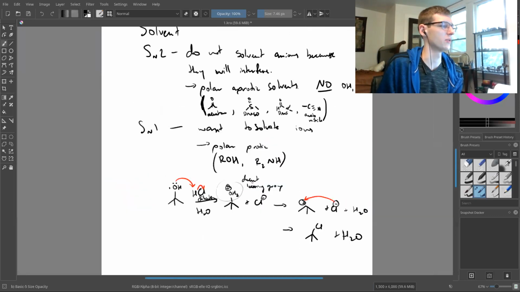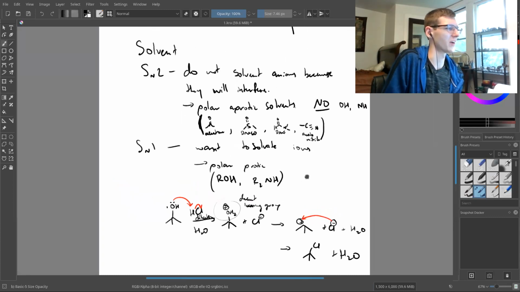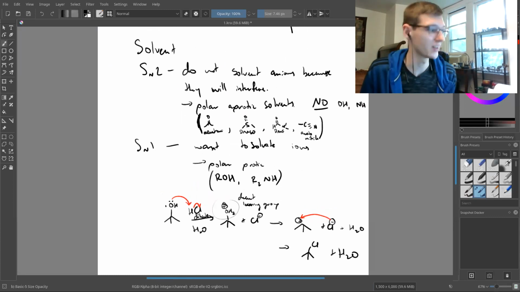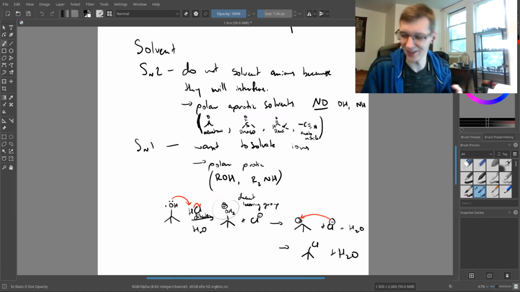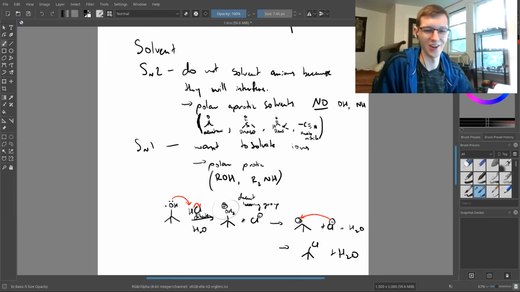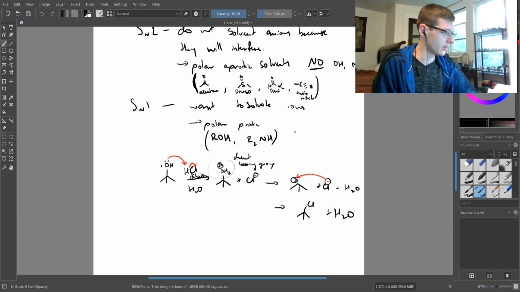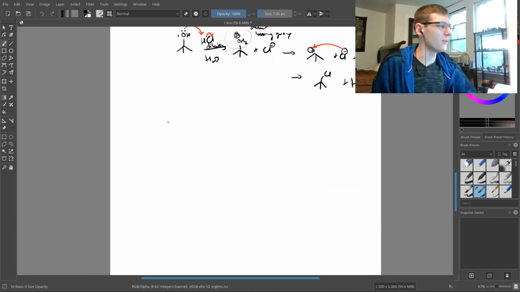Okay. Zoom out. This is the big picture. SN2, polar aprotic. SN1, polar protic. I don't have any good mnemonics for remembering it besides whether you want ions or you don't want ions. If anybody has any good mnemonics, let us know and I will use them for eternity. But this is the way that I just think about it. Okay. Nice.